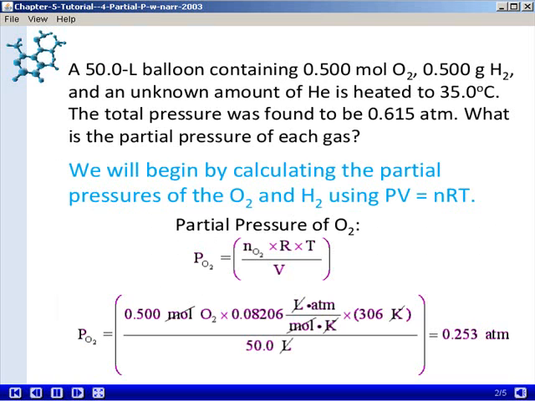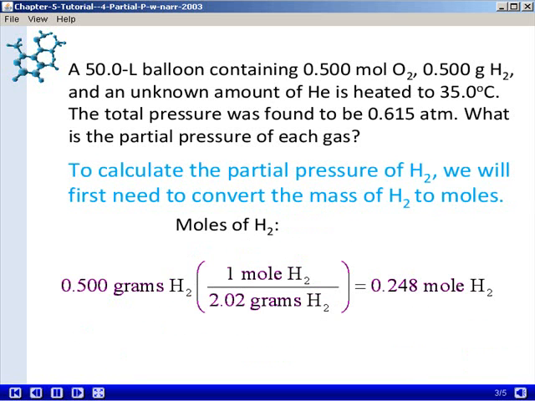We will begin this problem by calculating the partial pressures of the oxygen and hydrogen gases using the ideal gas law, PV equals nRT. Let's start by calculating the partial pressure of oxygen. Rearranging PV equals nRT, we find that the partial pressure of oxygen gas is equal to the number of moles of oxygen gas times the ideal gas constant times the temperature in Kelvin divided by the volume in liters. Plugging in our numerical values, we find that the partial pressure of oxygen gas is equal to 0.253 atmospheres.